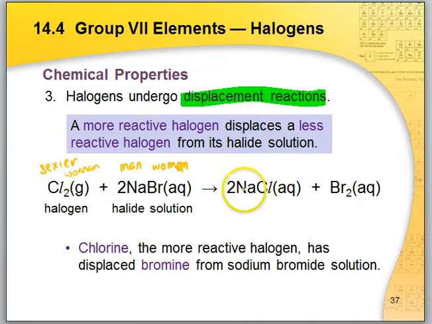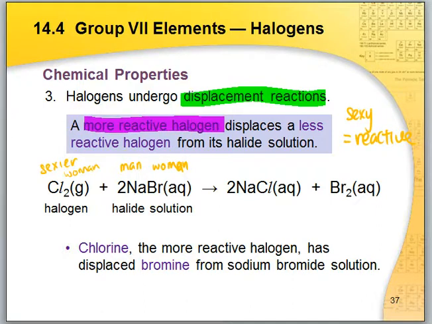You can see now your sodium is with the chlorine. Chlorine is your sexier woman. Then your bromine is now left alone. Why? Because bromine is not as sexy as chlorine. When I talk about sexy here, it equals reactive. The sexier you are, the more reactive you are. So the more reactive halogen will displace a less reactive halogen from its halide solution.